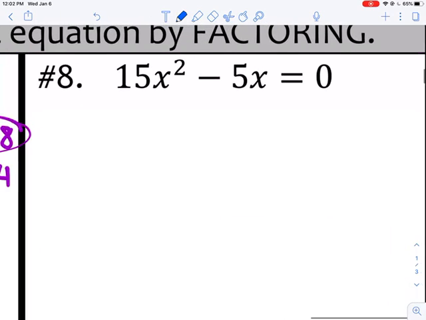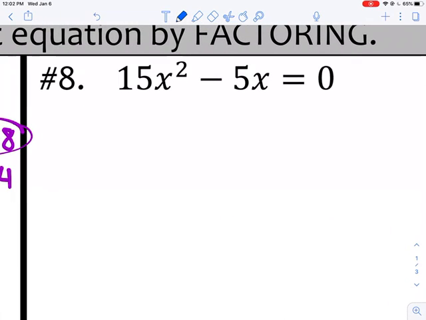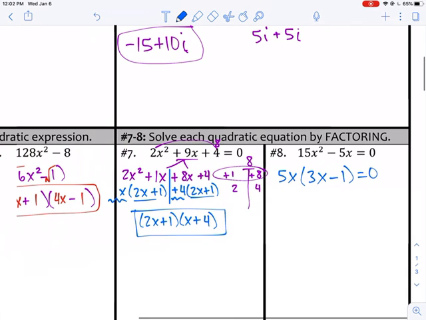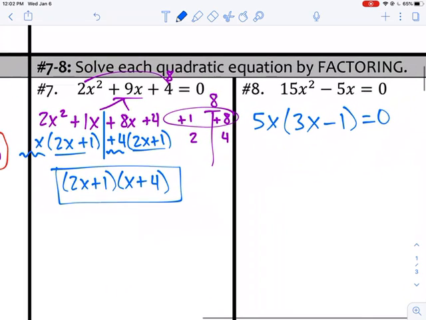All right, and the last factoring practice here is solving again, and it looks like we've got a GCF set up here. So I can divide out a 5 and an x from both terms, leaving me with 3x minus 1 equal to 0. And so now same as what we did at the end.